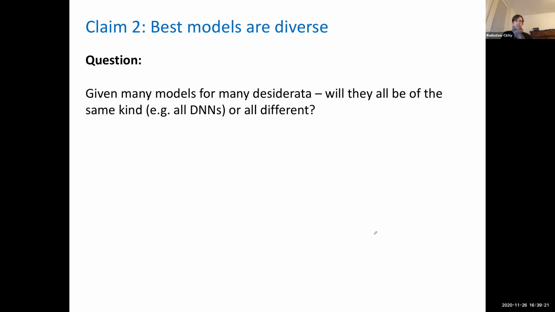The second claim I would like to make is that the best models are actually diverse. The question I would put to you is, okay, I've said that we need many different models for the many different desiderata, practical, non-practical, generality, realism, and all the others. So you can ask the question, given that we need many models, will they all be of the same kind? Will they all at some point in history be deep neural networks, or will they be all the different types of models that there are in this world?